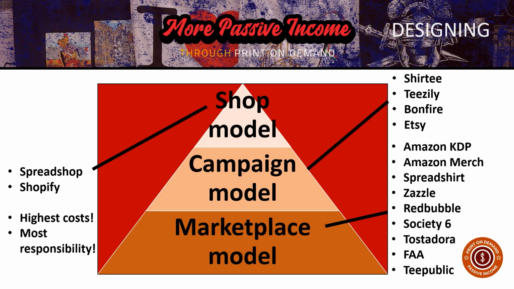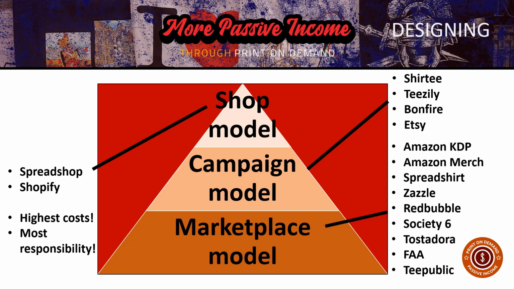Now we've got a pyramid here with 3 different business models that you can run when you're doing print on demand. The first one, in my opinion, and this is the most basic one, which is why it's at the lower end of the pyramid, is the marketplace model. This is what most of you will know as well. It is a model where you upload your design to a third-party website, like for example Amazon KDP, Amazon Merch, Spreadshirt or Zazzle or Redbubble, and they will pay you when one of your products or designs has sold.